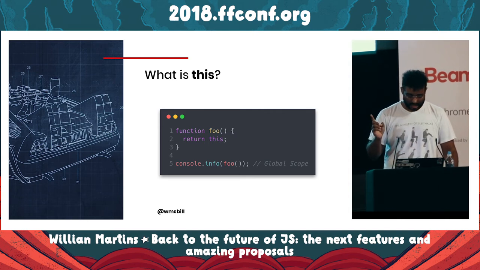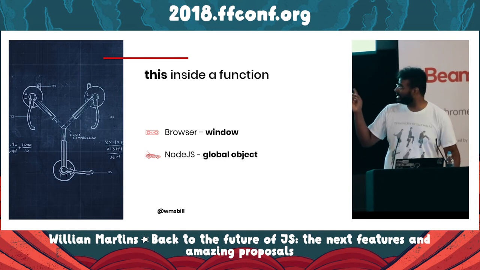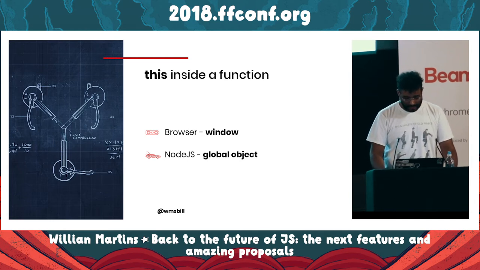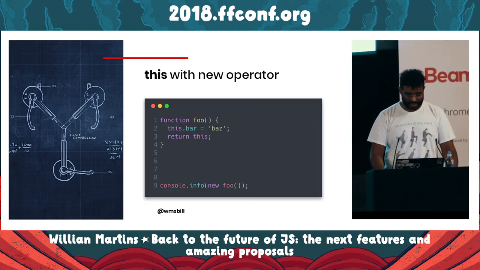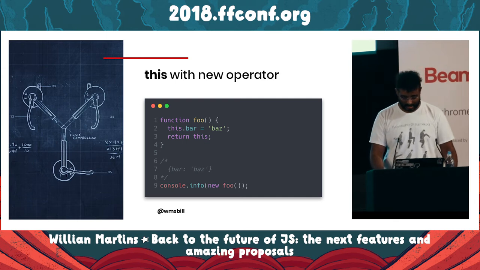In this case, this will return the global object, both for browser and Node.js. Note that in Node.js it is not module.exports anymore, just the global object. And then when you use the new operator, among other things, it binds the value of the newly created element to this. So in this example, what we will see is the console log of bar. Oh, the context is not so good. Sorry.